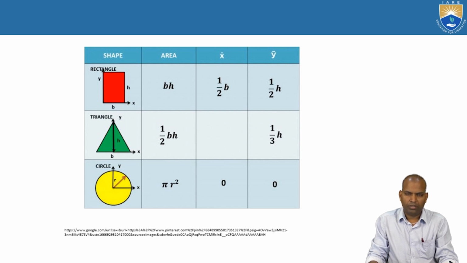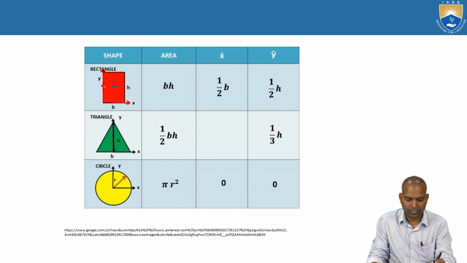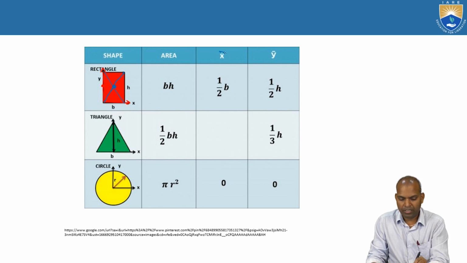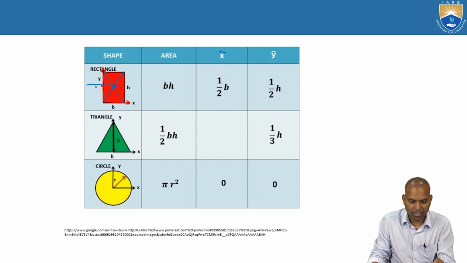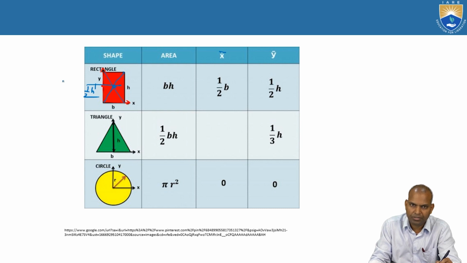Here, in a glimpse, the reference axes are: X is along the base B, and Y is along the vertical line H. With reference to this X and Y, the centroid is located. What is the distance? The horizontal distance, bar X, is B by 2, and the vertical distance, bar Y, is H by 2. What is the area of this rectangle? That is B into H, the breadth into the vertical height.